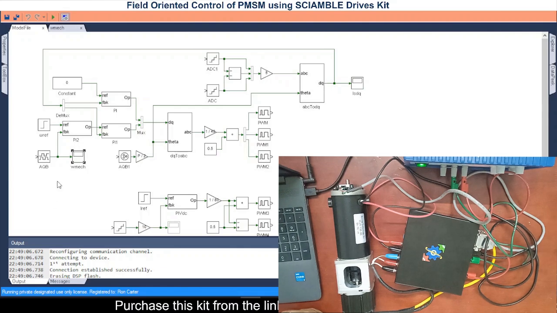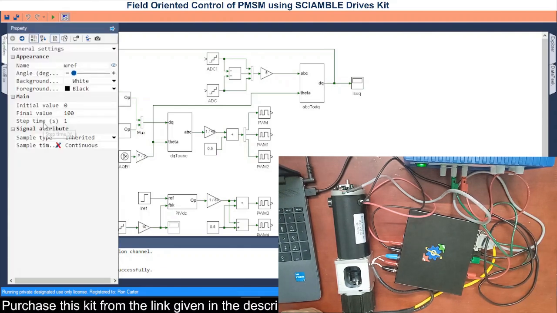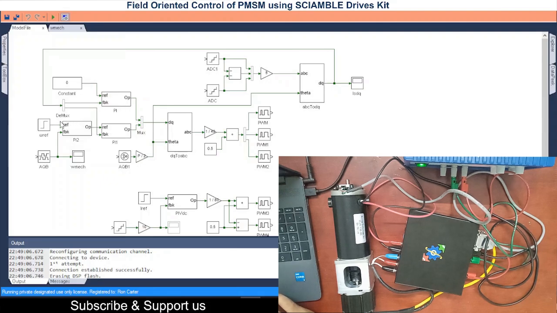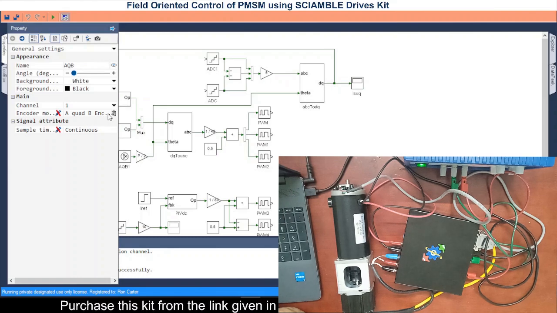Here the input is given in terms of radians per second. So it is 100 radians per second. 100 radians per second corresponds to around 1000 rpm. So this would be our reference, and to this reference we are taking the actual speed by means of the encoder here.